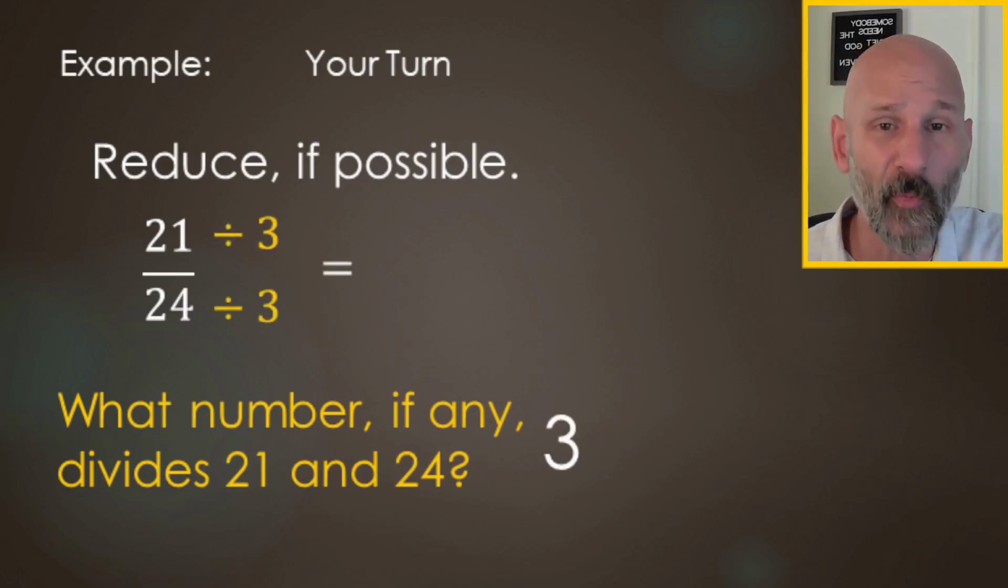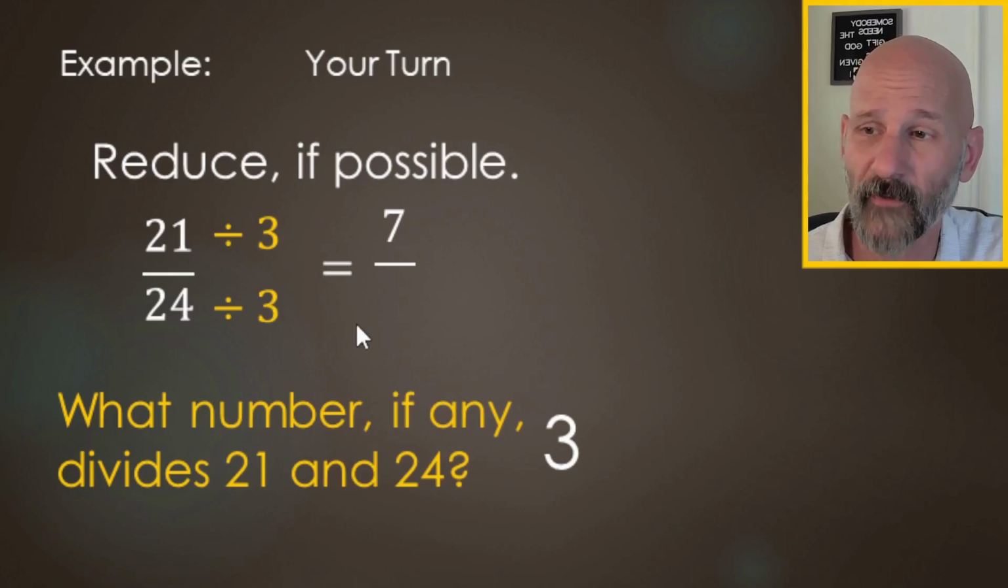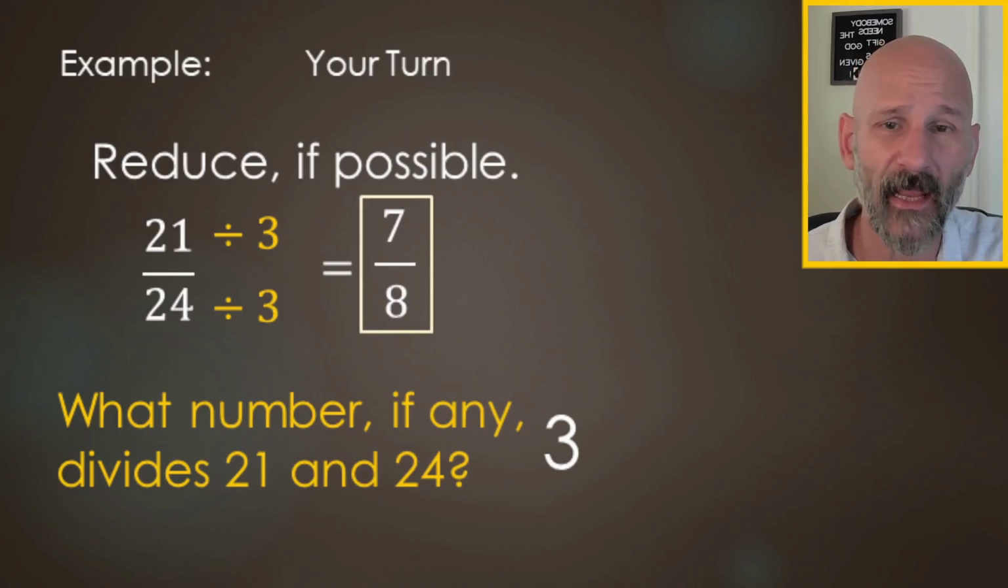So we're going to divide both numerator and denominator by 3. So 21 divided by 3 makes 7. 24 divided by 3, that's going to make the 8 there, and we're done there.